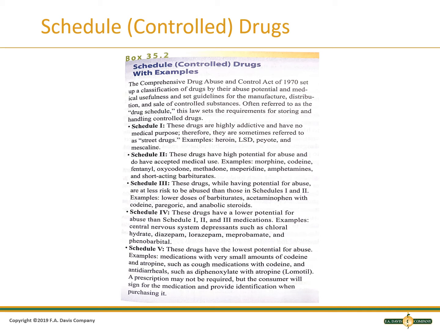Schedule 3 drugs, while having the potential for abuse, are at less risk to be abused than those in Schedules 1 and 2. For example, lower doses of barbiturates, acetaminophen with codeine, etc. Schedule 4 drugs have a lower potential for abuse than Schedule 1, 2, and 3 medications. For example, central nervous system depressants such as chloral hydrate, diazepam, lorazepam, etc. Schedule 5 drugs have the lowest potential for abuse. For example, medications with very small amounts of codeine and atropine such as cough medications with codeine, and antidiarrheals such as diphenoxylate with atropine or Lomotil. A prescription may not be required for these medications, but the consumer will sign for the medication and provide identification when purchasing it.